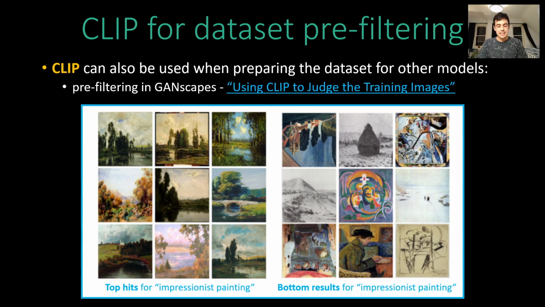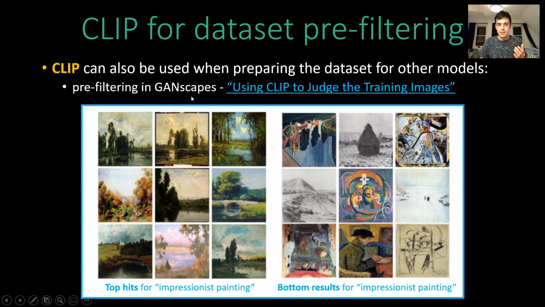Right. Okay, we are getting to some of the other uses of these models. This is no longer talking about text to image generation. It's just one example of using the CLIP model. There is this article associated with GANscapes, creating a GAN which is generating impressionistic images or paintings.